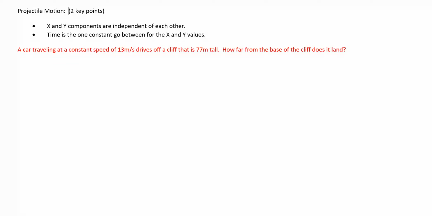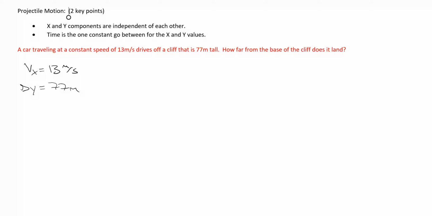Here it says a car traveling at a constant speed of 13 meters per second drives off a cliff that is 77 meters tall. How far from the base of the cliff does it land? According to the problem-solving process, I want to read it again and then take out the values that are provided in order to solve. So I know my velocity in the x is equal to 13 meters per second. I know that my distance in the y, or change in y, is equal to 77 meters.